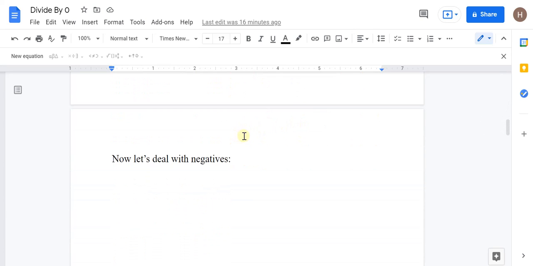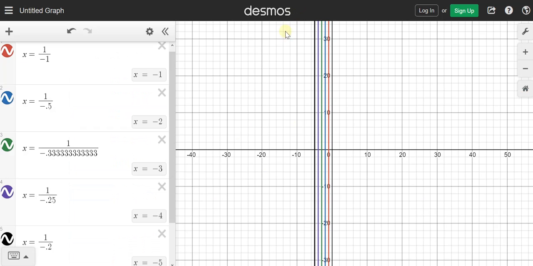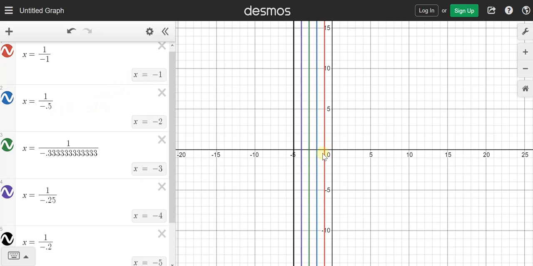Now let's deal with negatives. Let's take a look. Do you notice anything different, other than the fact that the denominators are now negative? So are the quotients. And let's take a look at the positioning of the functions.